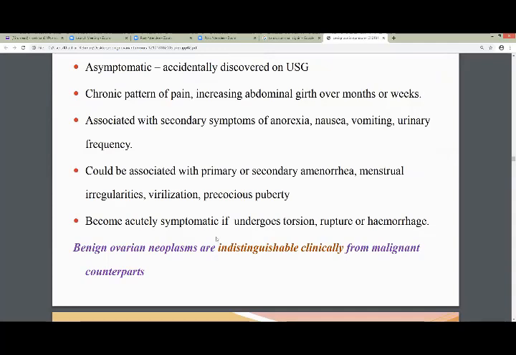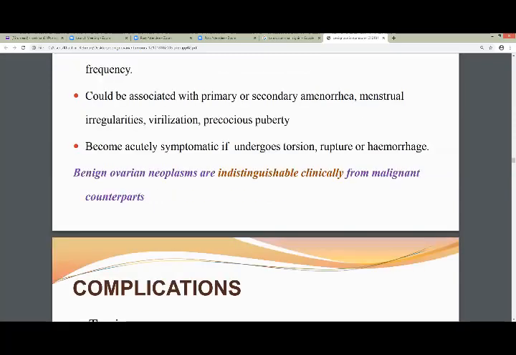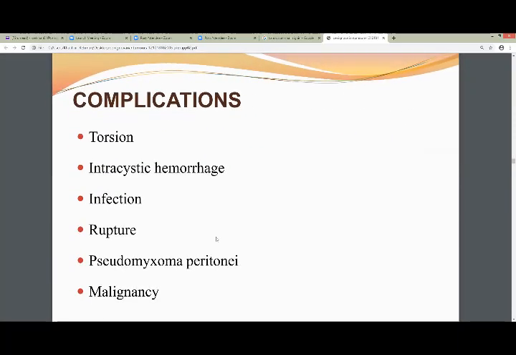Benign ovarian neoplasms are indistinguishable clinically from malignant counterparts, but not in all cases. If there is no history of weight loss, no history of anorexia, no family history of any ovarian tumors, and the size is a bit lesser, like less than 5 or 6 centimeters, the ultrasound comes with the other modality. So in the history, although it will not be confirmatory for you, it can give you clues about the benign nature as well. So what are the complications which can happen in the benign ovarian tumor?